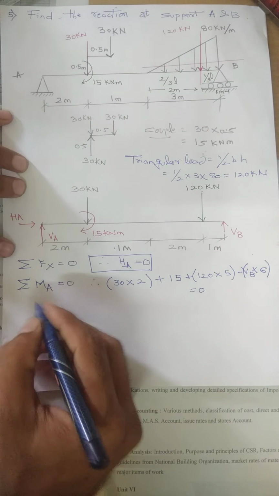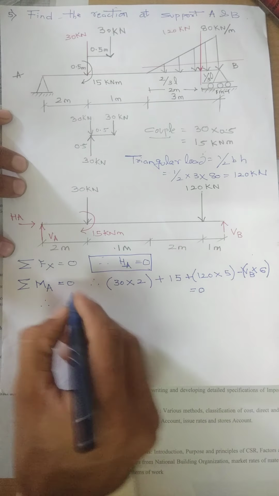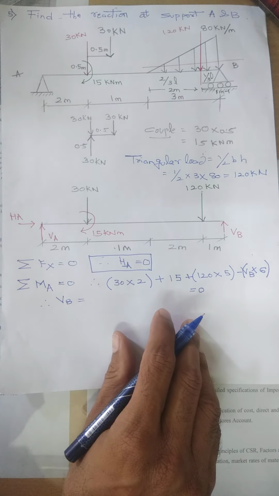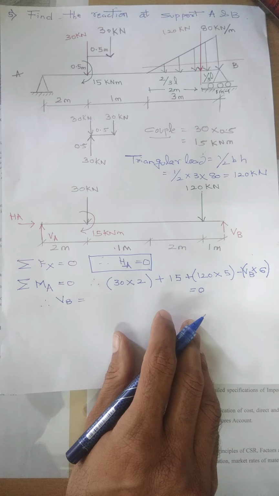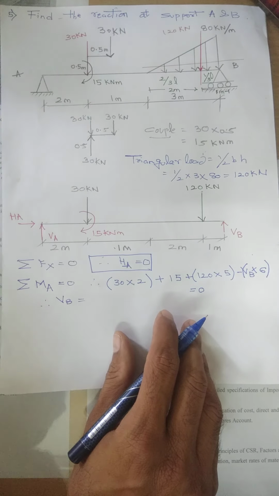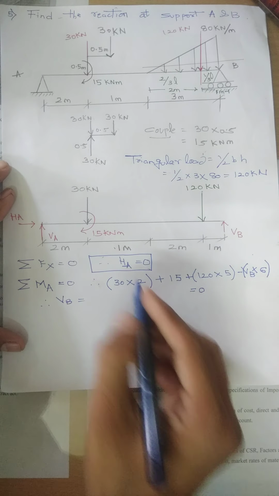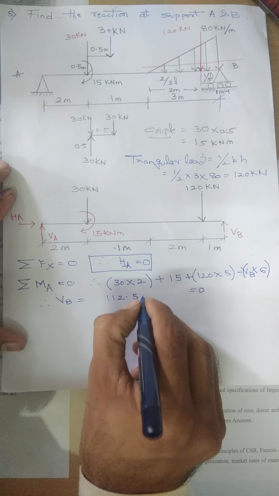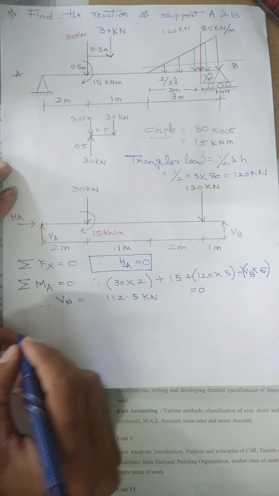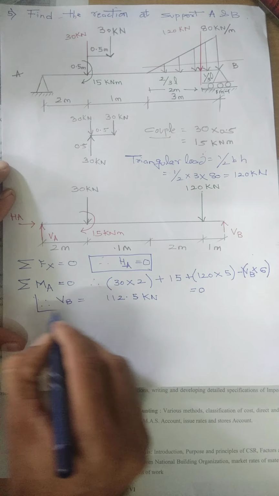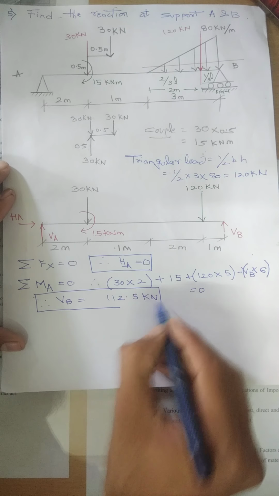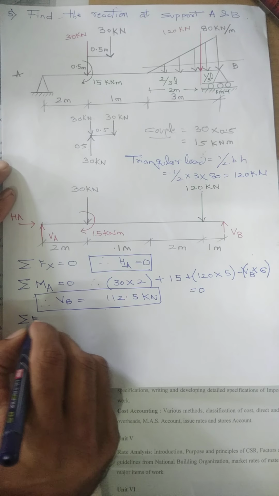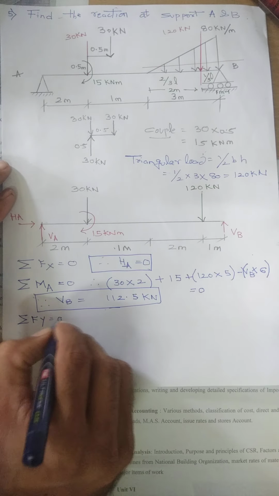So what is the value of VB? VB is the vertical force at point B. After calculations it comes to be 112.5 kilonewtons. So this VB value is 112.5 kilonewtons. Now we can use the last condition of equilibrium, Fy is equal to 0.